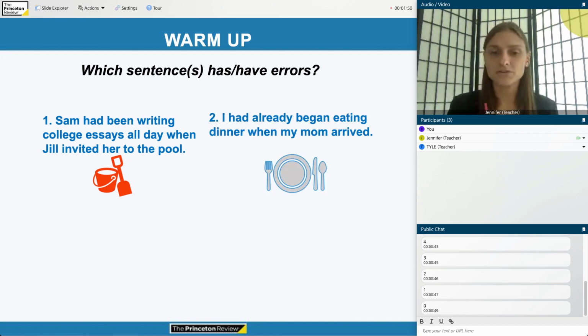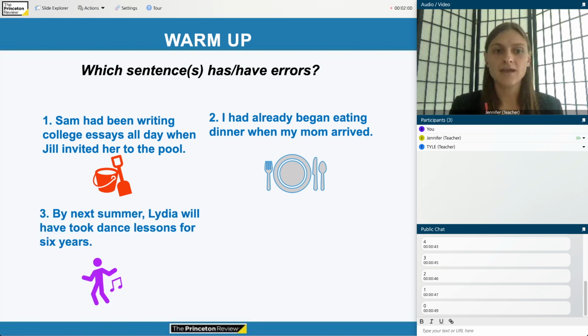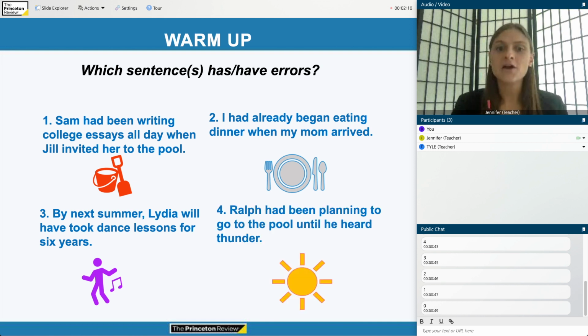And let's look at number 2. I had already began eating dinner when my mom arrived. Again, mark whether you think it's correct or not. Number 3, by next summer, Lydia will have took dance lessons for 6 years. And the last one, number 4, Roth had been planning to go to the pool until he heard thunder. So I'll give you a few more seconds here to mark down whether you think these are correct or incorrect. If you think they're incorrect, see if you can fix them. And we will come back to these questions at the very end of today's presentation.